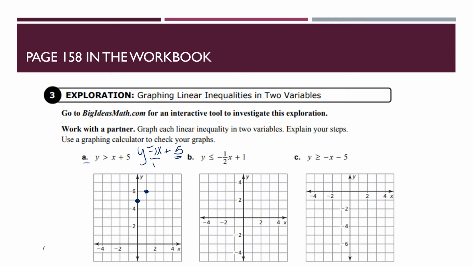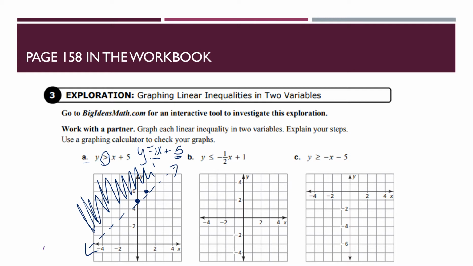The difference is, though, this time instead of an equal sign, where I would just draw a line in, I have a greater than symbol. I'll just tell you what it is and see if you can figure out why a little bit later. This one's going to be a dotted line. Since this says y greater than, it's a dotted line and a shade above. We'll talk a little bit more about that as we go in the video.